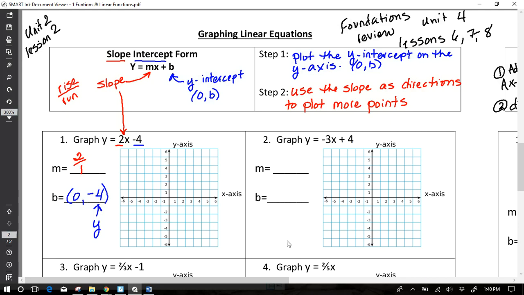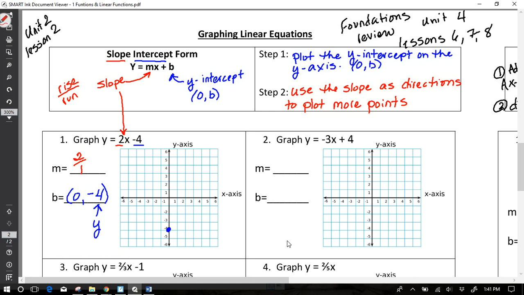How do we graph these? Step 1 says to plot the y-intercept on the y-axis at 0, b. So my y-intercept is 0, -4. I'm going to plot that point on the y-axis at -4, and I've done step 1. Step 2 says use your slope as directions and plot more points. So let me show you how I'm going to do that.